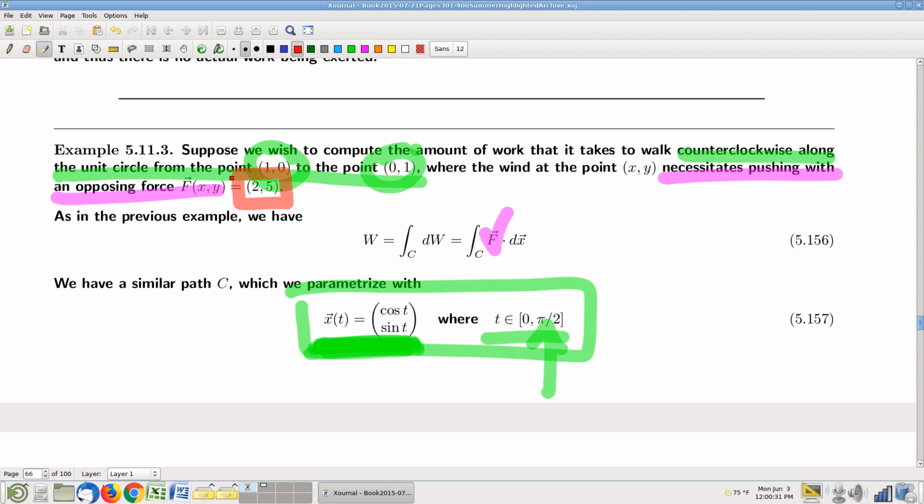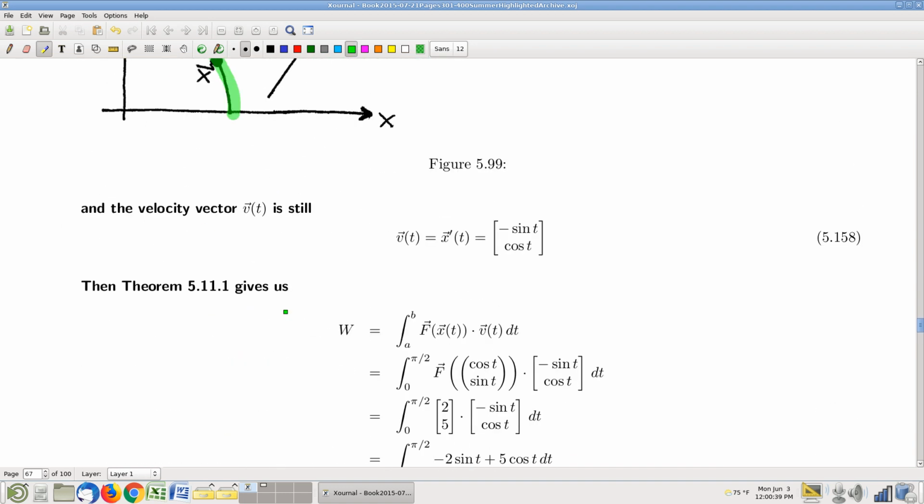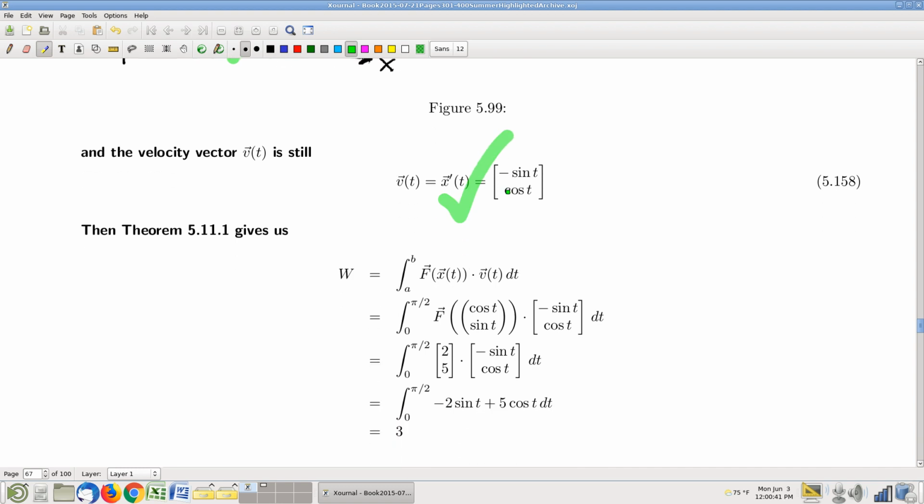So look, everything else plays out just like it did before. We've got pretty similar parametrization. So we still have the same velocity, right? Just like we did before. We're still plugging in the same x of t, just like we did before. Big difference is, again, the vector field is now a different formula. We're plugging in cosine t, sine t into a different formula, a much easier formula, 2, 5. It's just 2, 5, independent of what you're plugging into it. So we get a different resulting integral.